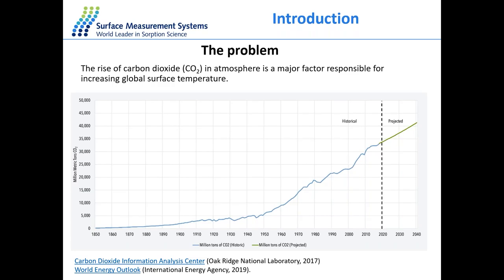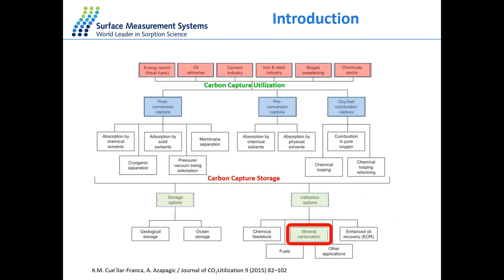Hence, multinational agreements, the Paris agreements, have been made to control carbon dioxide emissions and limit the rise of global temperature to 2 degrees. There are several sources of carbon dioxide, shown on the slide here. We have the energy sector, mainly fossil fuels, oil refineries, the cement industry, and the iron industry.